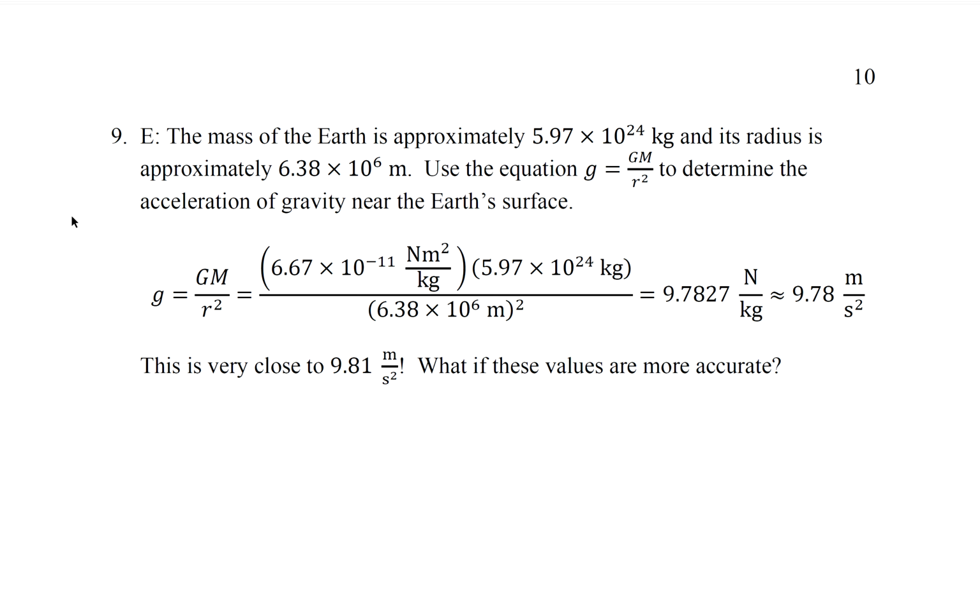Question 9, the mass of the Earth is approximately this and its radius is approximately this. Use the equation g equals GM over r squared to determine the acceleration of gravity near the Earth's surface. Using this equation we get about 9.78, which is really close to 9.81. What if the values of the mass of the Earth and the radius of the Earth are more accurate? We would be much closer to 9.81.